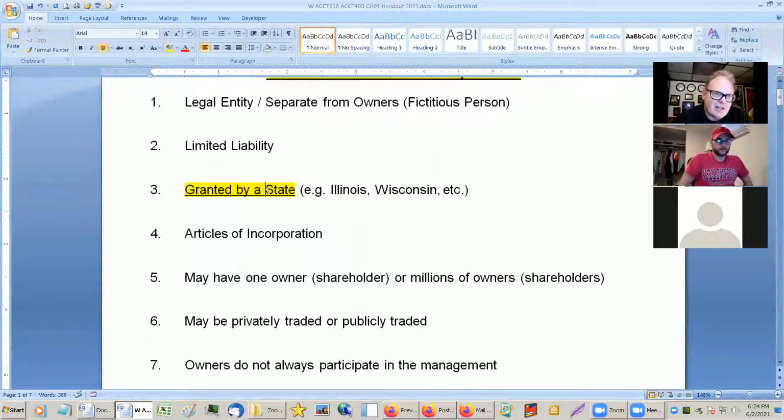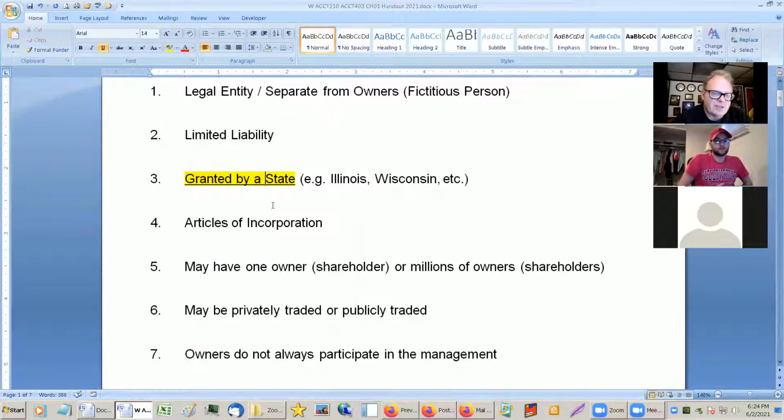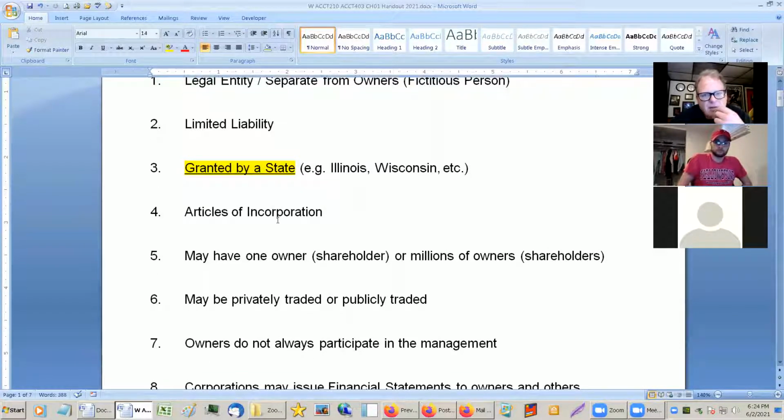Okay, and they're granted by the state. Again, the state says there's a fictitious person. If you have a bank statement, look on it. Almost all banks are incorporated in Delaware. They even call them Delaware corporations because Delaware has very lax rules and lets you do whatever you want. So you'll see Delaware corporations all the time because it's very easy to get incorporated in Delaware.